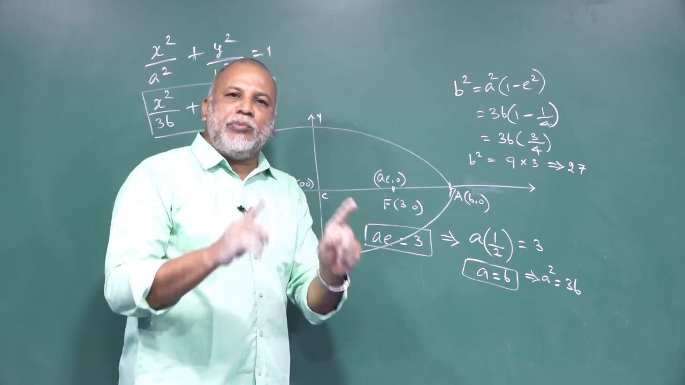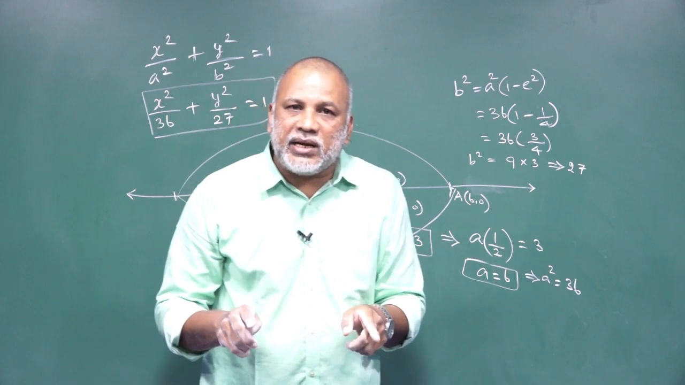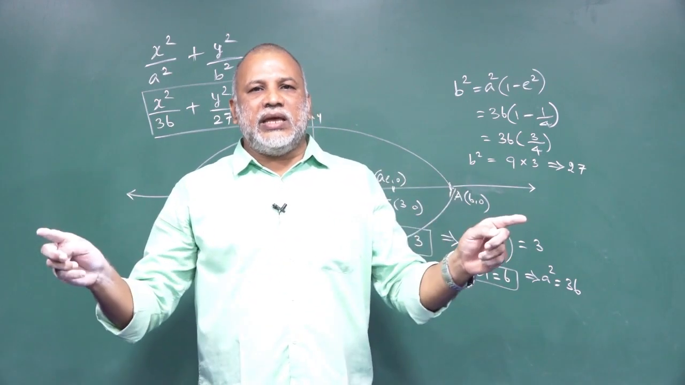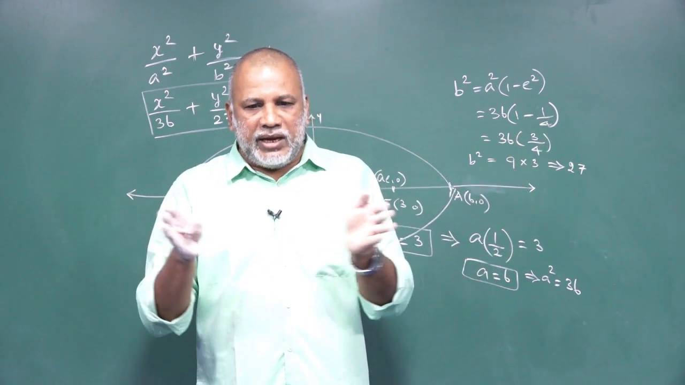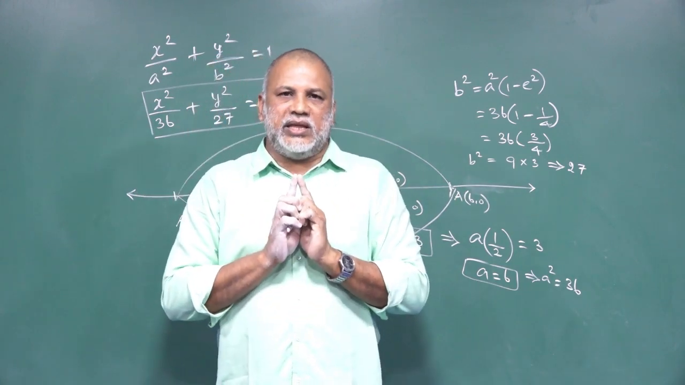C is the midpoint of the 3 data. What are the 3 data? F and F dash, A and A dash, Z and Z dash. See my hands, always I am the center. Think about it: I am the center.